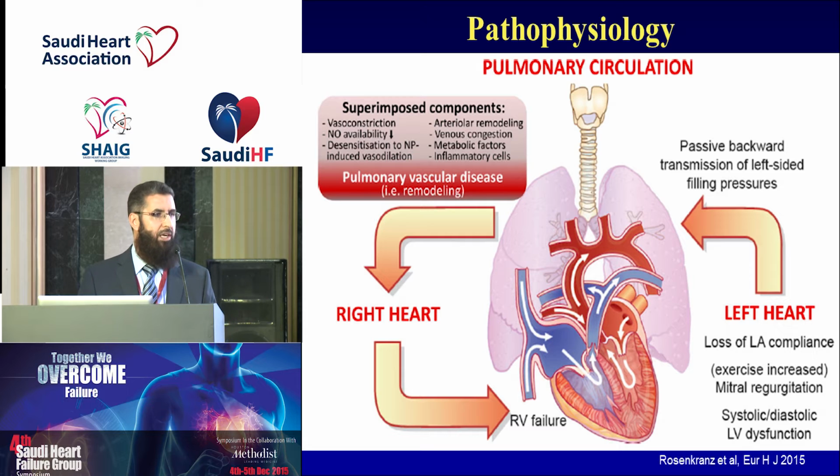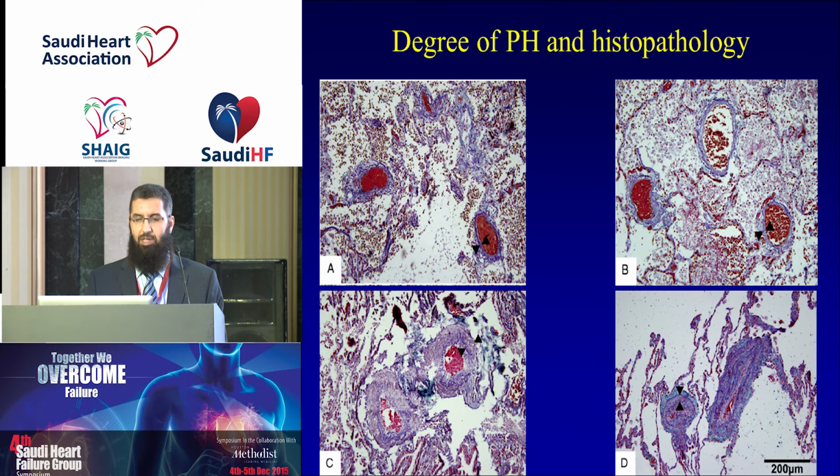Pathophysiologically, we know that it all starts from the LV, with an increase in filling pressures, loss of LA compliance, and reduced LA contraction. That basically causes back pressure on the pulmonary venous vasculature, and eventually, if it continues for a long time, with the advent of vasoconstriction and vascular remodeling, you get a fixed increase in pulmonary vascular resistance and fixed pulmonary hypertension. That leads to right ventricular hypertrophy, dilatation, and right ventricular failure.